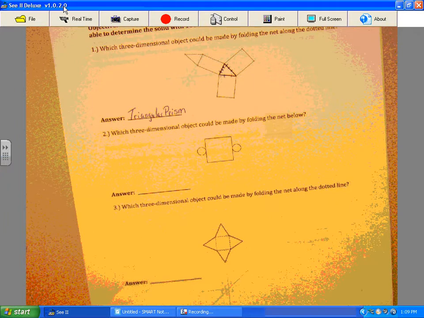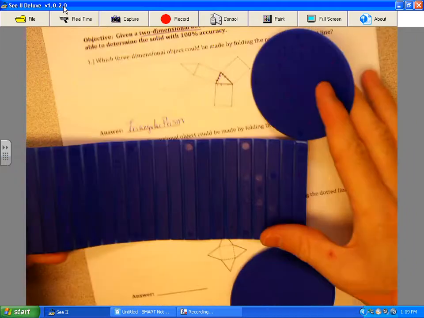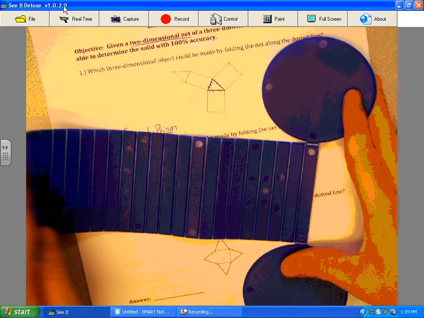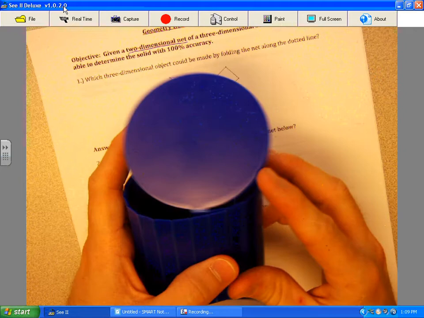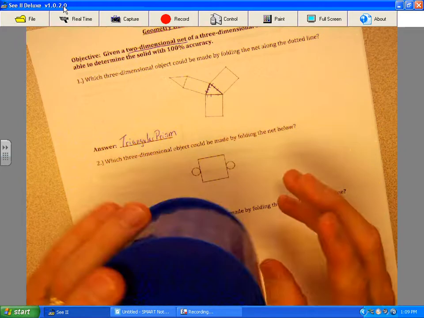Okay, looking at the next example, which three-dimensional object could be made by folding the net below? Well, if you look at that, that's a rectangle and 2 circles. We just talked about that, where we have a rectangle and 2 circles. And whenever we fold the rectangle up and cap it off with the 2 circles, we get a cylinder. So the answer to number 2 is a cylinder.